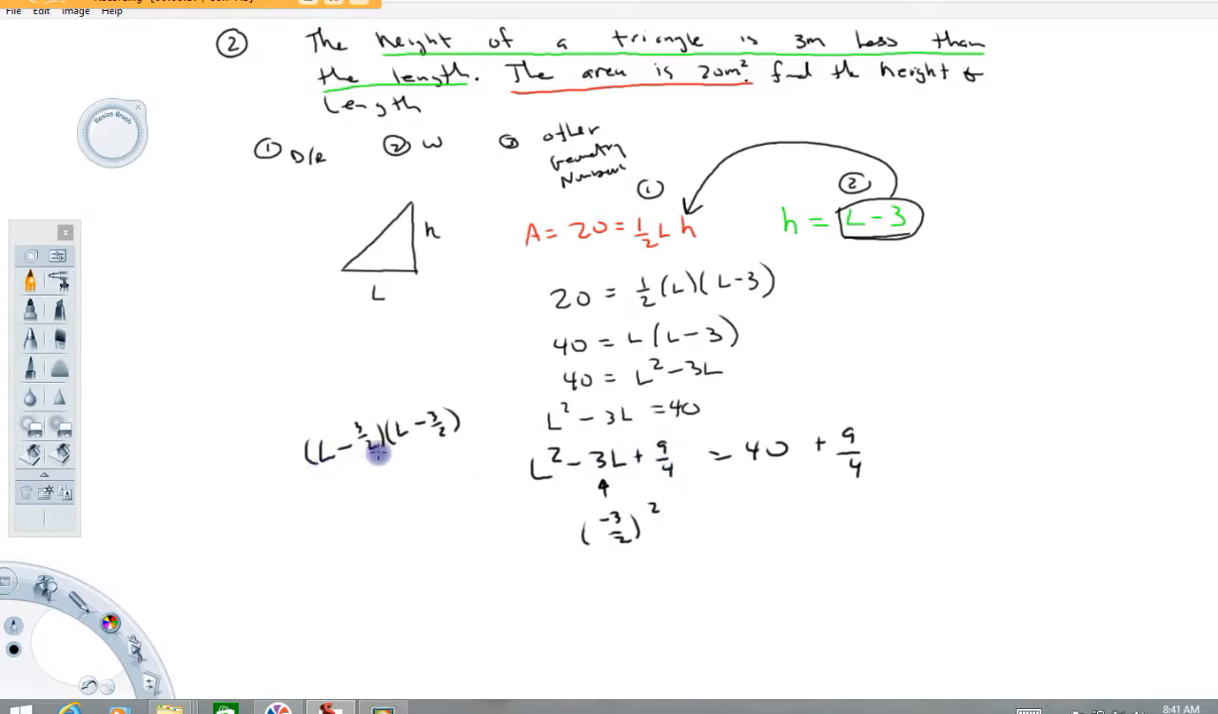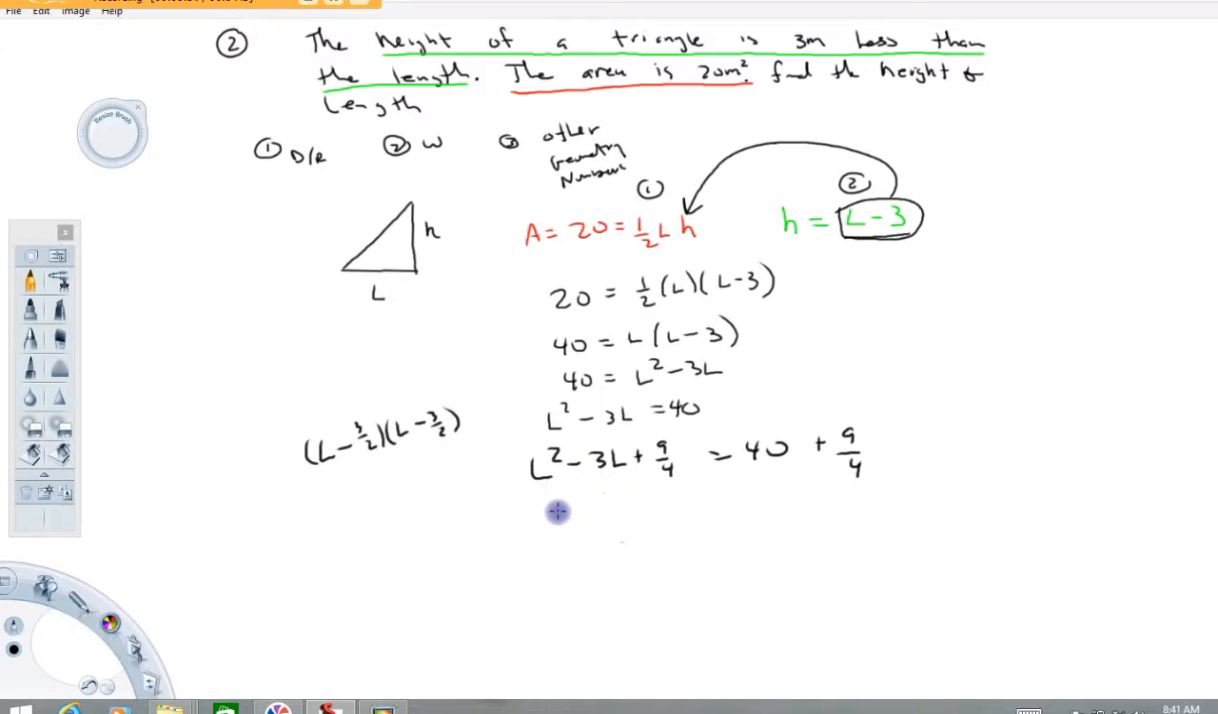Again, if you don't want to think about it like this, just remember, take this middle term, like I did, -3, cut it in half, and square it. All right, 9/4, both sides. Okay, getting back to the solution here.